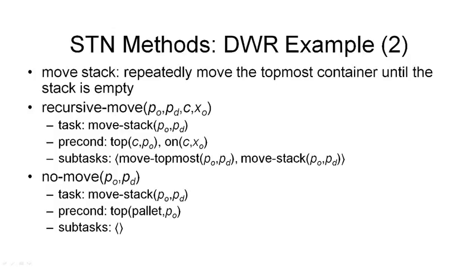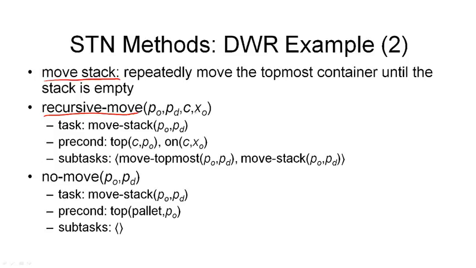Next, I will describe two methods for accomplishing the task of moving the whole stack. Remember, this moving the stack reverses the order in the containers. And the informal description said that moving a stack can be accomplished by repeatedly moving the topmost container until the stack is empty. And as you know, repetition can be achieved through recursion, so I first define a method, recursive move, which takes four parameters, namely the origin pile, the destination pile, the container we're trying to move, and the container from which we're moving it.